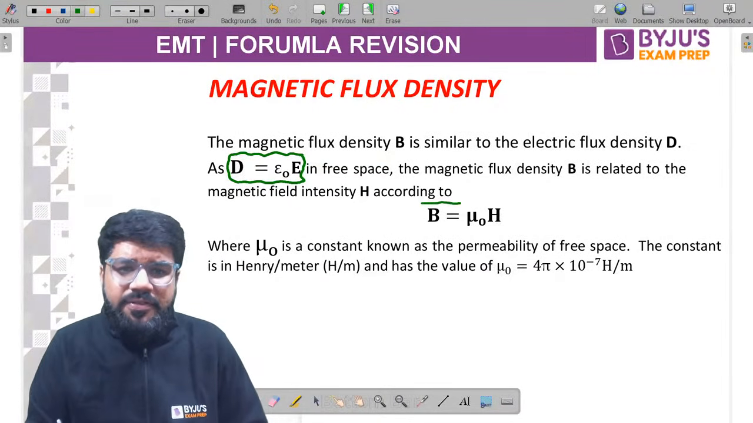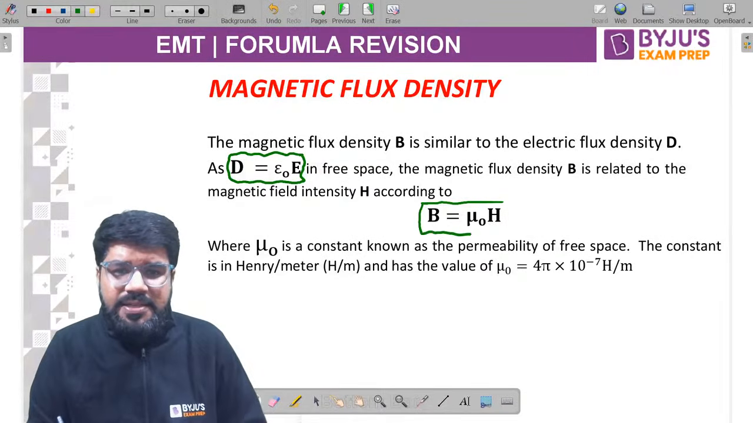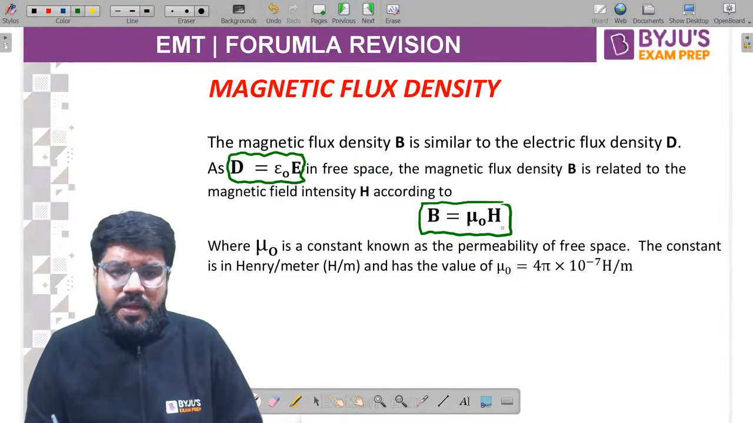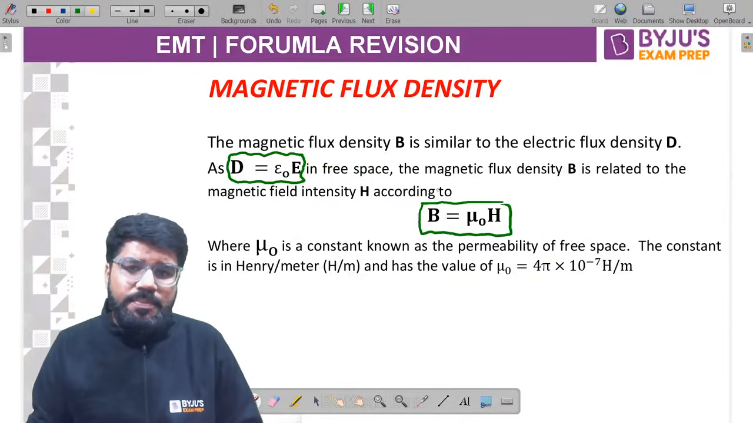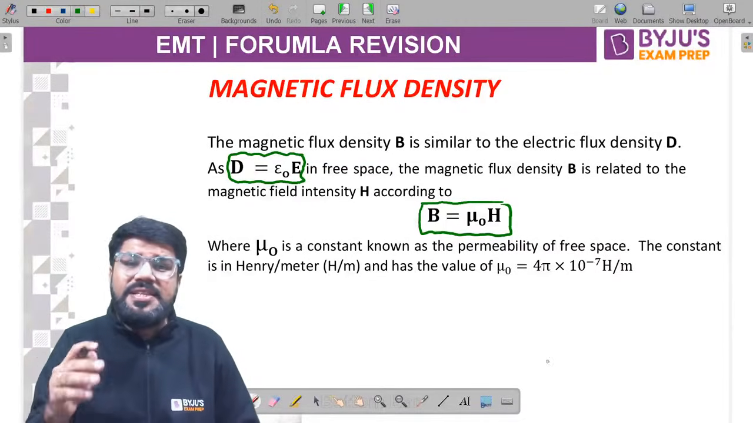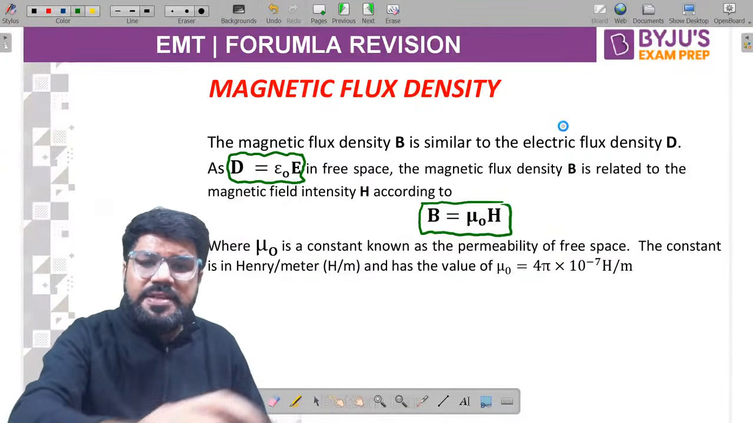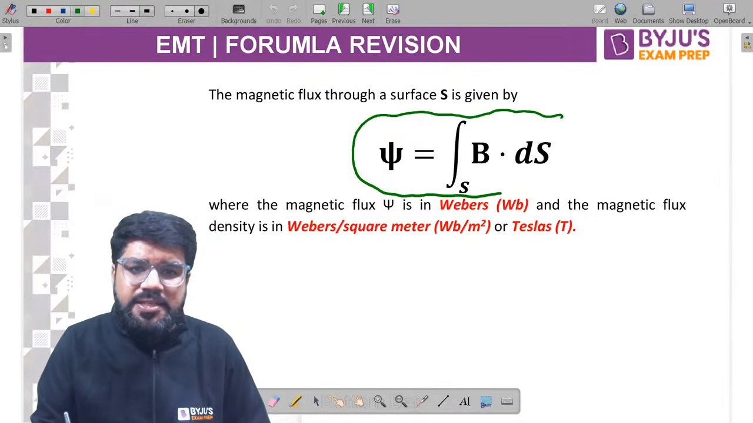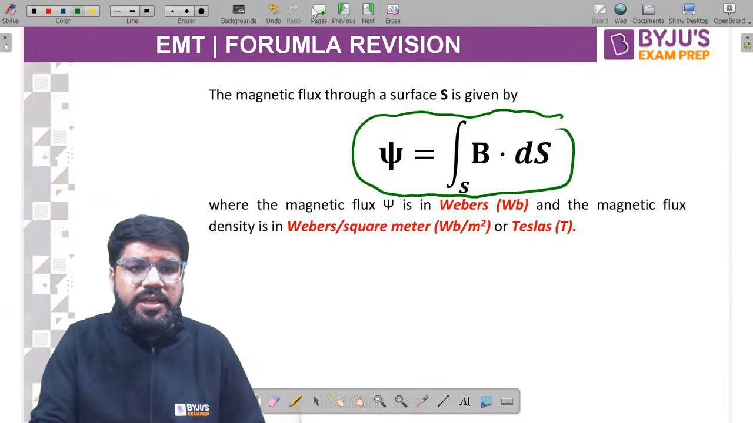The magnetic flux density B is equal to mu naught into H. B is the magnetic flux density. Mu naught is, as always, the permeability of free space. So if you want to calculate the total magnetic flux, that is the surface integral of B. So total magnetic flux will be the surface integral of B dot dS. The unit of the magnetic flux is actually Webers.